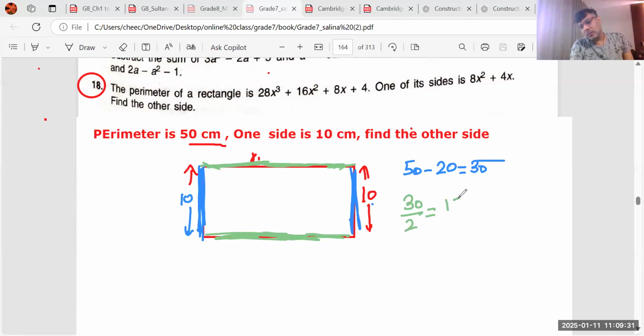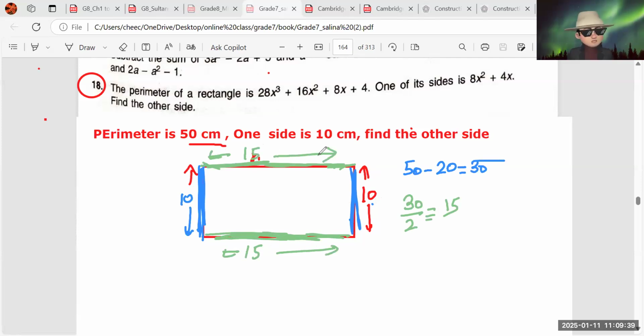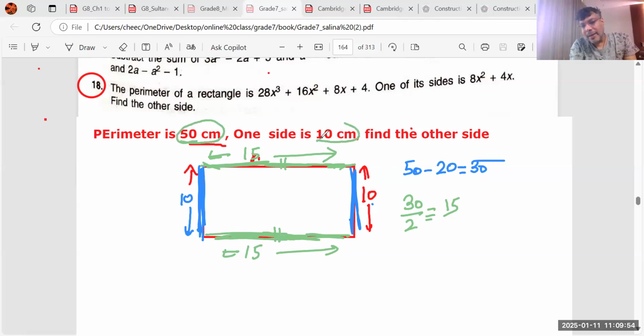Did you understand or not? Yes, sir. So why did I subtract? Because these two sides are equal. My perimeter was 50. I subtracted 20 from it, because when I subtract 20, I get these two sides. Now, for getting one side, I will divide the remainder by 2.